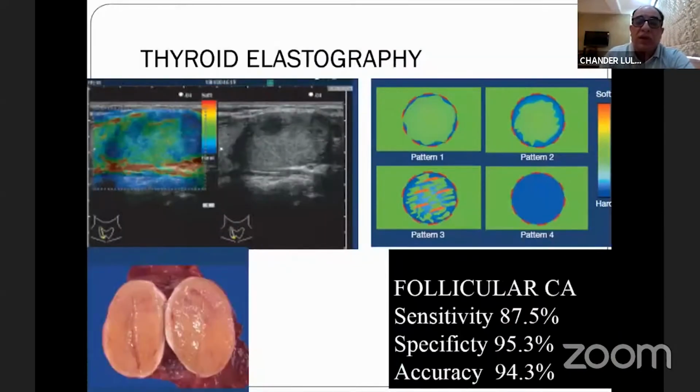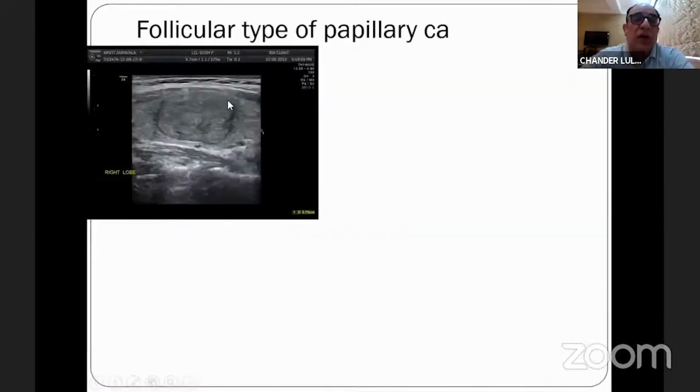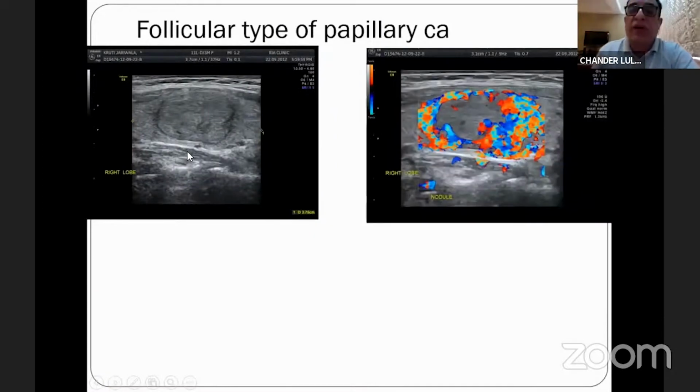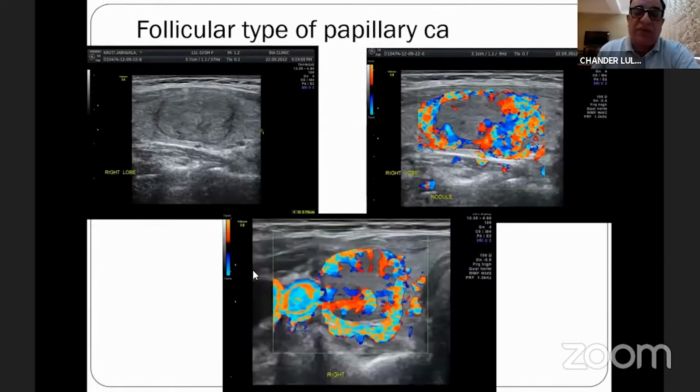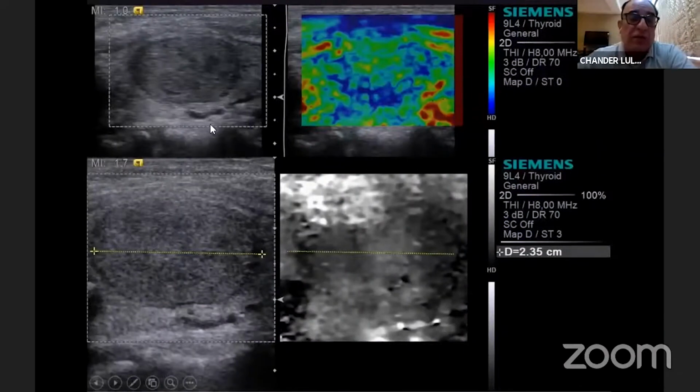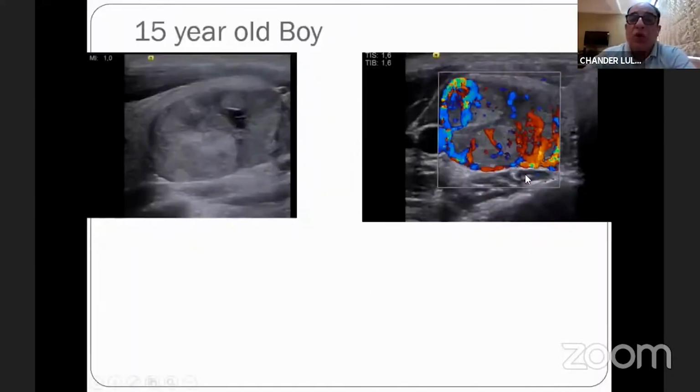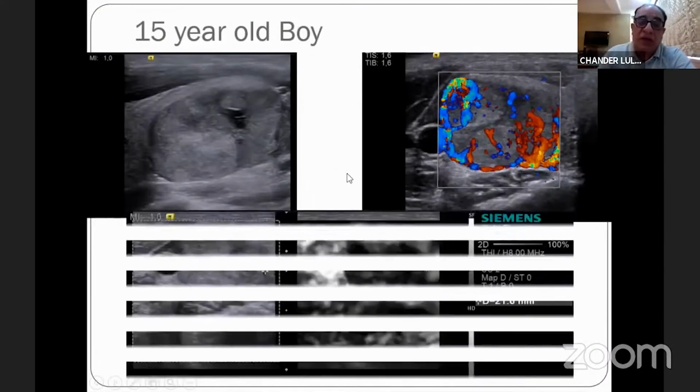This was a lesion which was showing a thin halo, looks otherwise benign, but showed very intense peripheral vascularity with some central vascularity. So we did a biopsy and actually did a removal of this lesion because biopsy was equivocal, and this turned out to be a follicular carcinoma. Now, this was a 15-year-old boy with intense vascularity in this nodule, again turned out to be a malignancy.